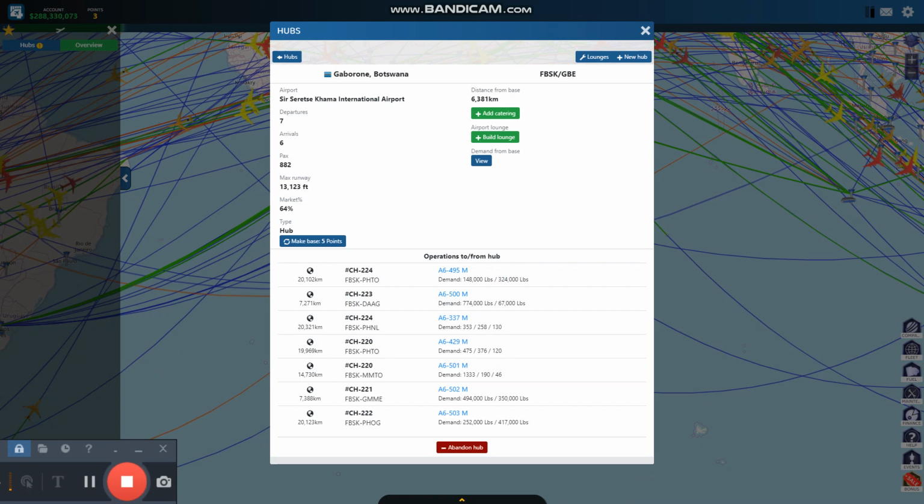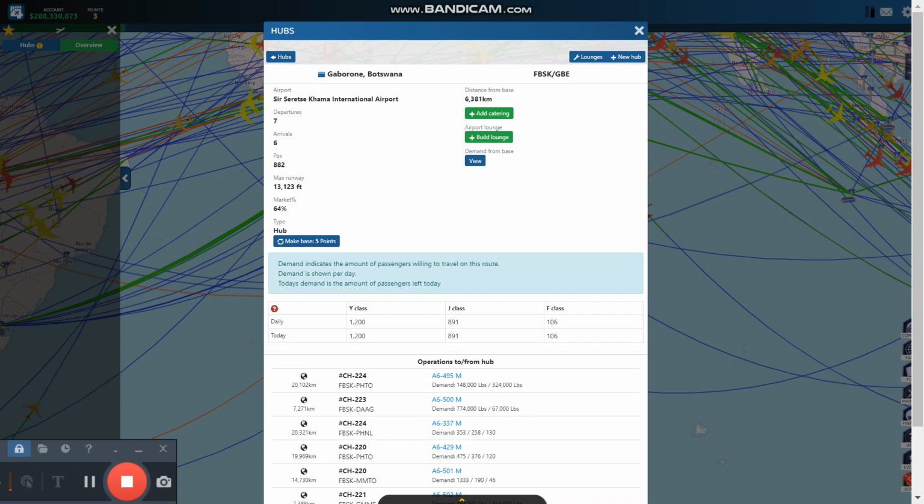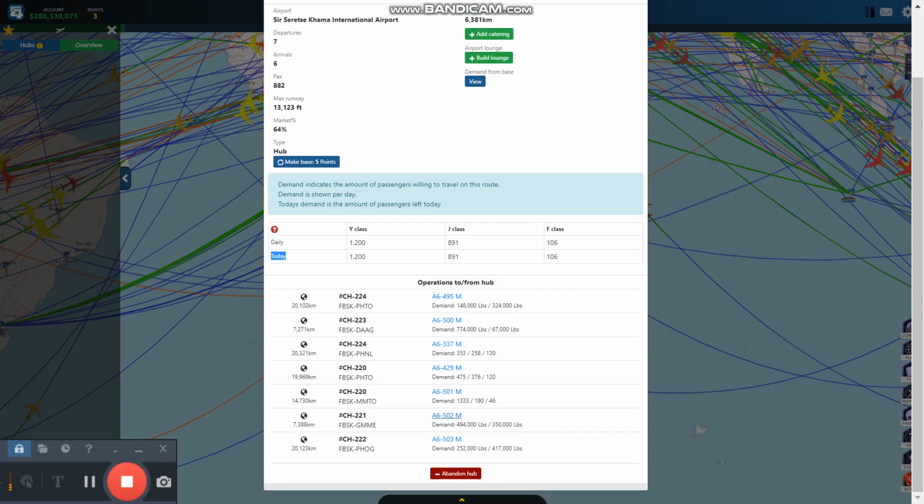So I just bought it. It's why it's over here. Doesn't say 1800. And what was the other number? It was like 264. These numbers are not useful. It says per day. Today's demand is the amount of passengers left today, yet it doesn't change. It says today's and it's got a bunch of numbers, and I've been flying flights back and forth, and it's not changing. So I was confused about it. I hope that I ended some of the confusion for you.